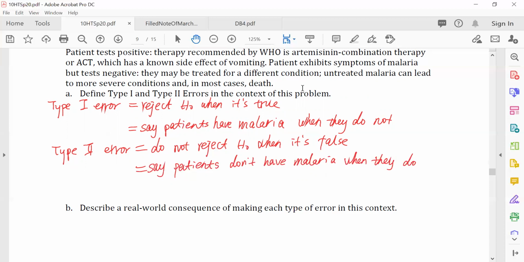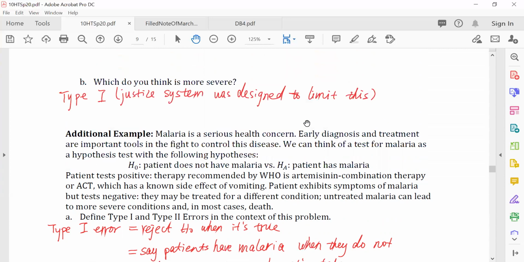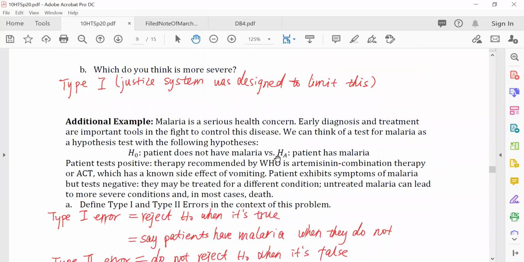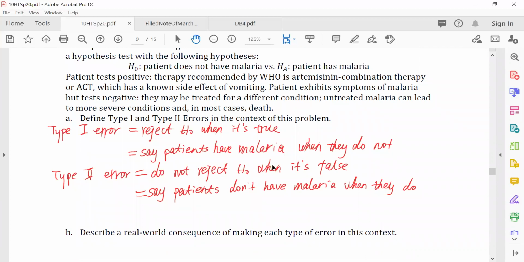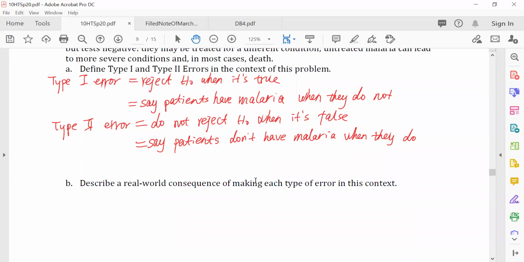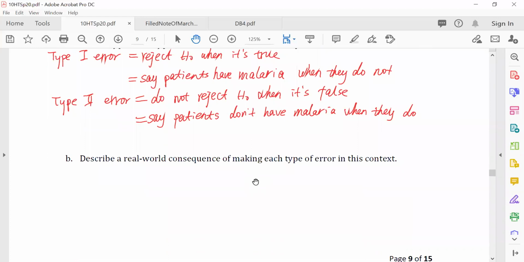So in this scenario, type 2 error is a more severe case. In our previous example, type 1 error is a more severe case. So it's not a universal answer that type 1 error is always going to be more severe or type 2 error is always going to be more severe. It all depends on the context of your question. So describe a real-world consequence of making each type of error.